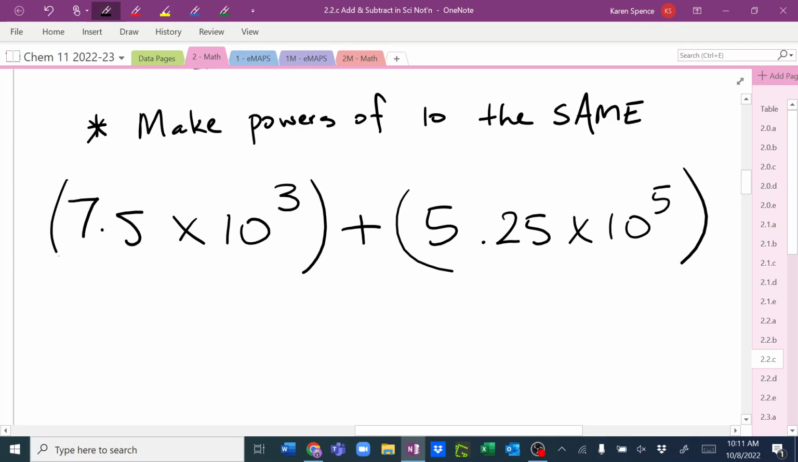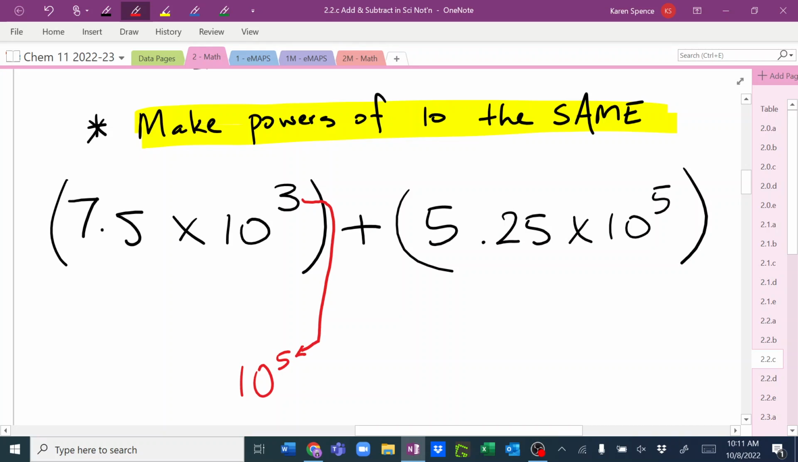And the thing that's different here is that our powers of 10 are different, which means my decimal has been moved to different places. So in order for the decimal to be in the same relative position for the two numbers, we need to make the powers of 10 the same. All right, so we're going to do this one. I'm going to take my 10 to the 3 and I'm going to change it into 10 to the 5. Okay, so we're taking 10 to the 3 and we're changing to 10 to the 5, which will make it the same as our other power of 10.